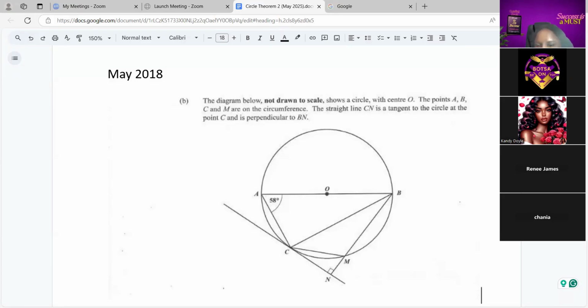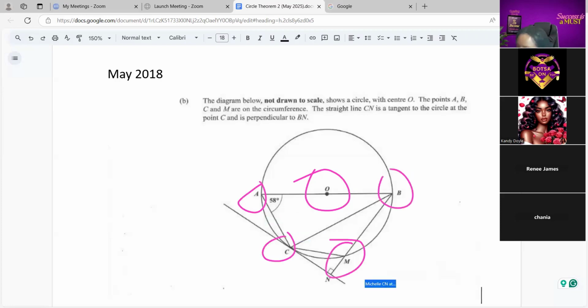So it shows a circle with center O. So O is the center of the circle. The points A, B, C, and M are on the circumference. Normally, when you're reading, this is what I recommend. You don't have to do it, but I think it helps, especially if you're not too good with circle theorems as yet, because I know some of you are learning and some of you are revising at the same time.